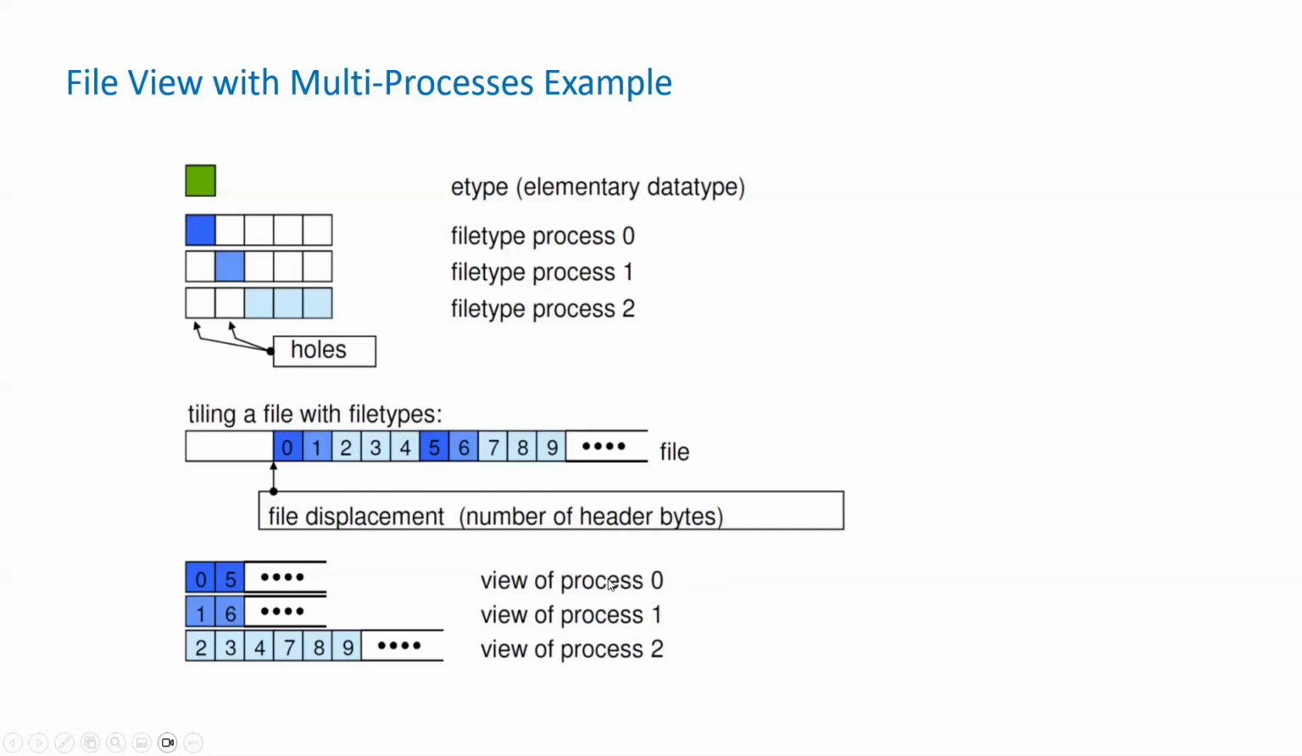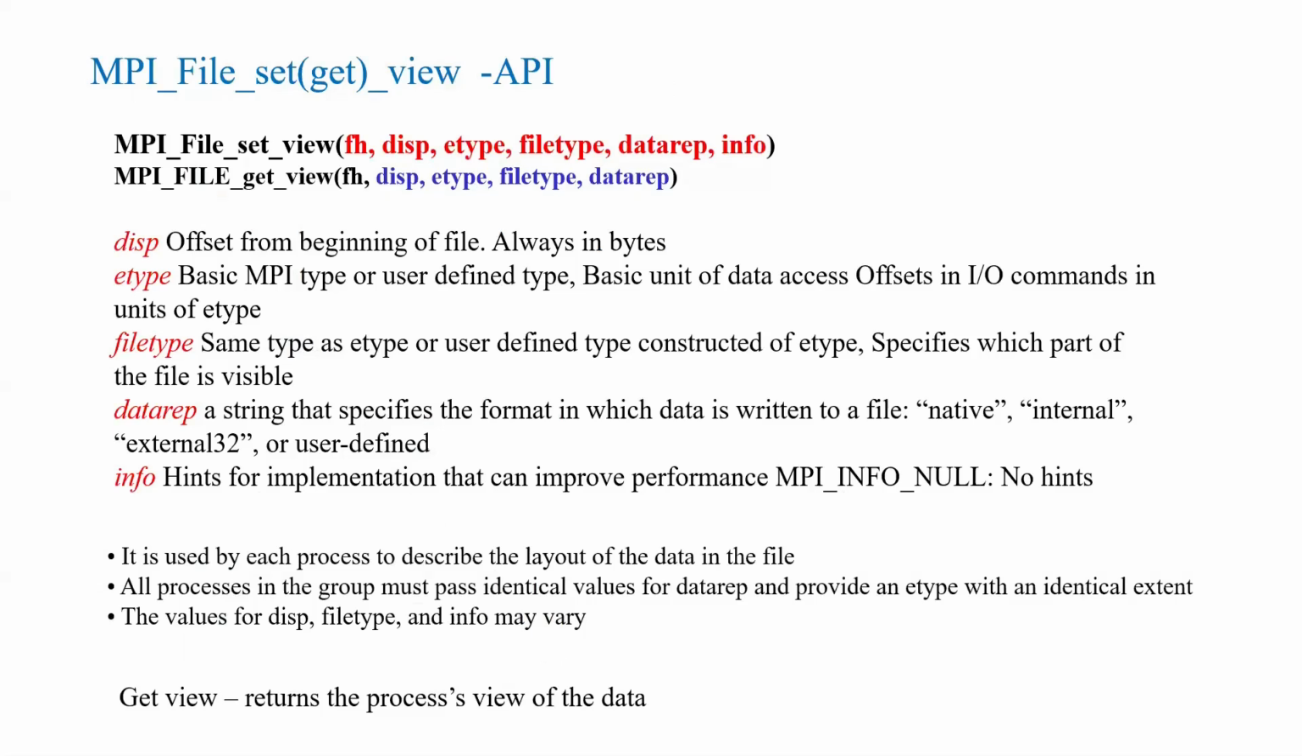So the first process will see 0, 5, and the second one will see 1, 6, and the other one will see the rest. Let's define the file views. Okay. So based on this, we can come to that API to easily understand those contributions there. So MPI file set view.